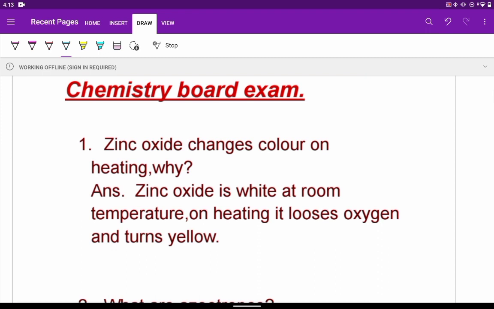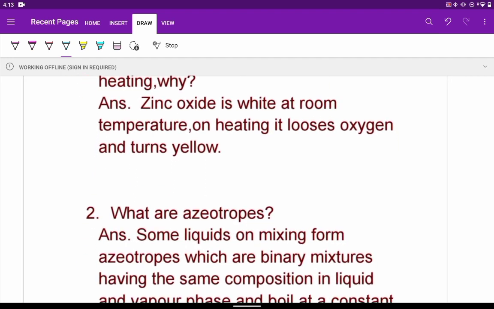The first one being, zinc oxide changes color on heating. Why does it happen so? See, at room temperature zinc oxide is white. On heating it loses the oxygen and thus it will turn yellow. So along with the reason I have given the answer.